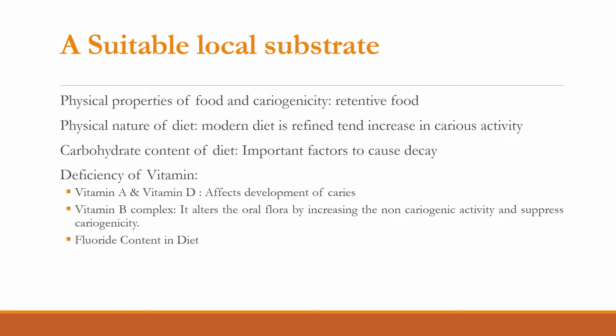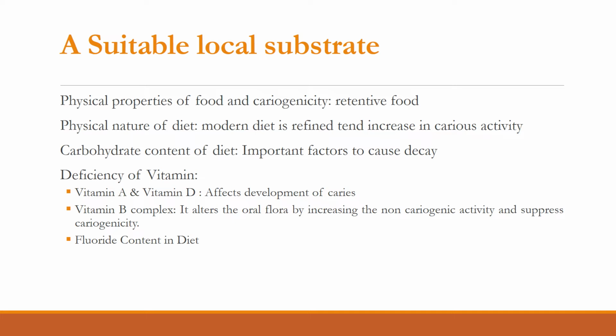For example, deficiency of vitamin D. Vitamin A and D affect the development of caries because vitamin A and D are responsible for tooth development. So once tooth development does not happen properly, there will be deep pit and fissures that will lead to dental caries. Then vitamin B complex alters the oral flora by increasing the non-cariogenic activity and suppressing the cariogenicity.